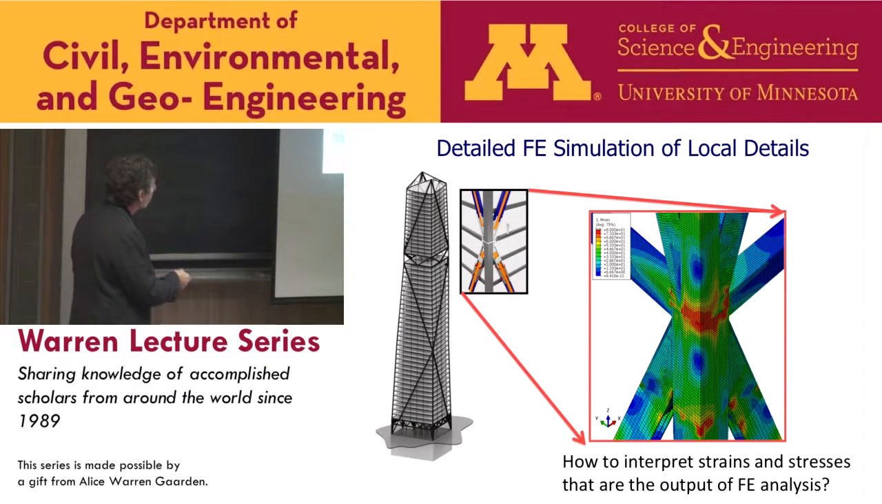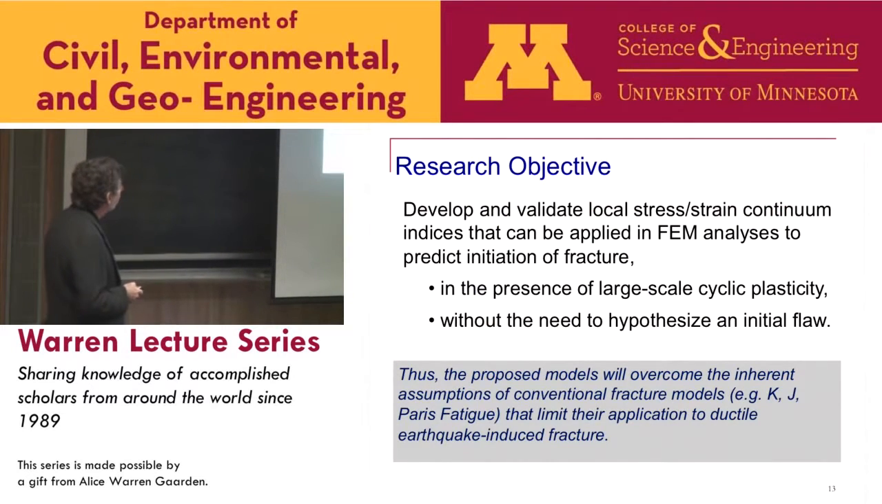So when we look at a continuum like this, what's the ultimate capacity? This material is going to yield, and we have von Mises to gauge yielding under multi-axial stresses, but what's the strain capacity, and how does the multi-axial stress state affect the strain capacity? So that's really what the models we'll talk about today are all about. So the research objective we were after here is to develop and validate local stress and strain continuum-based models or indices that can be applied in finite element analysis to predict the initiation of ductile fracture.